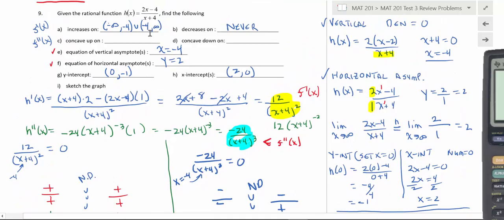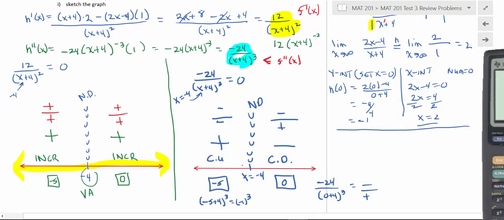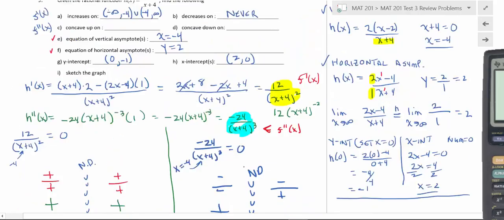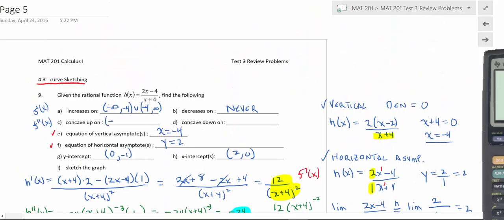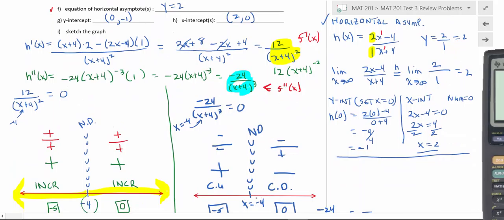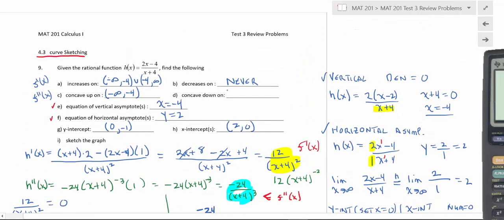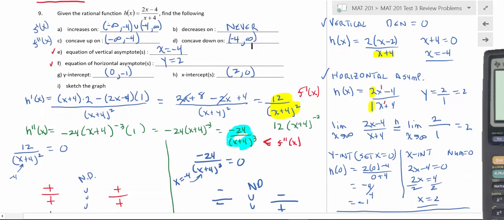All right, now we've got to look at our concavity. So we're concave up from -infinity to -4, and we were concave down from -4 to infinity. Now we're going to take all this information and do a graph.